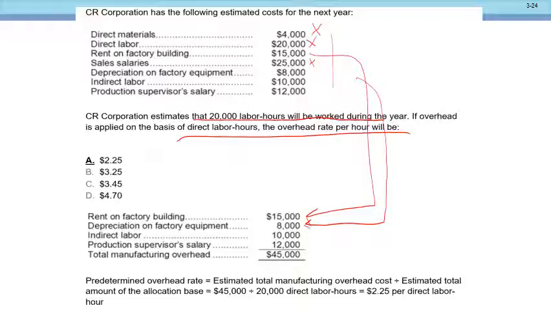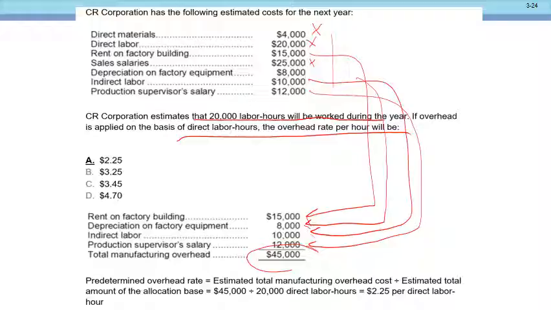Then how about indirect labor? That goes into the overhead. Good. How about production supervisor salary? Well, he's also or she's also an indirect labor, aren't they? Okay. So we add all of that up. There's our numerator, and then we divide it by the estimated number of hours. There's our predetermined overhead rate, right?